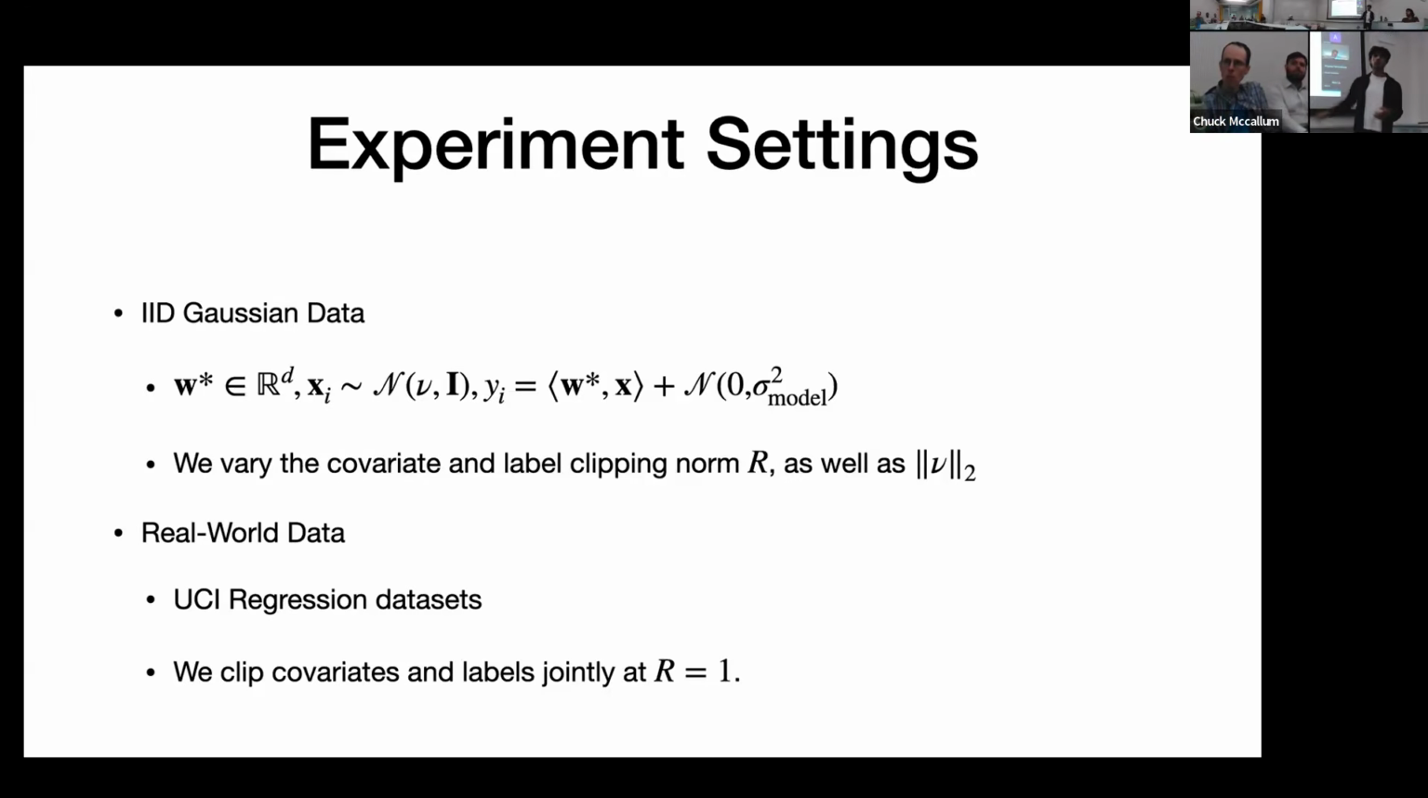In terms of real-world data, I showcase a subset of the UCI regression data sets. I think the details of them aren't super important, but we do clip covariates and labels jointly at R equals 1. And this is sometimes okay and sometimes not.